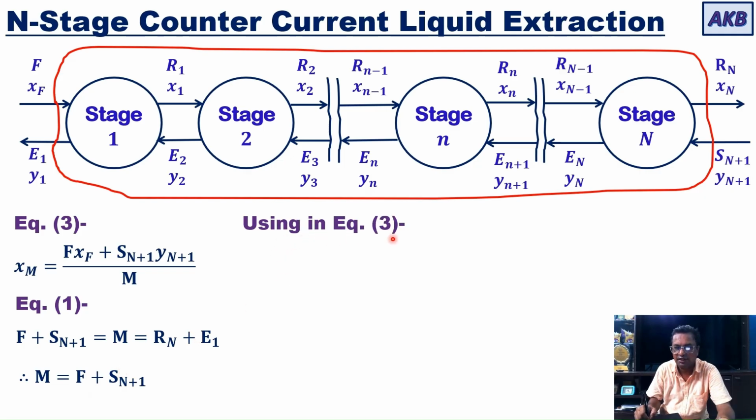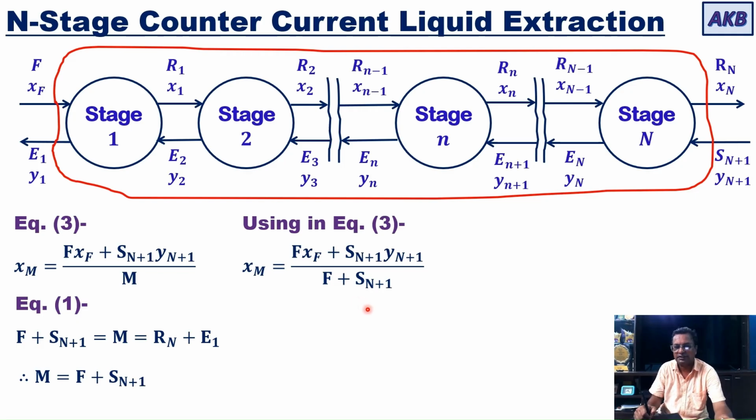So if I use this in equation 3, Xm will be equal to F Xf plus Sn plus 1 into Yn plus 1 divided by F plus Sn plus 1. Now everything on the right hand side of this equation is known and you can get the value of Xm. That is the use of this equation. This equation is used to find out Xm, which will be further used in our analysis.